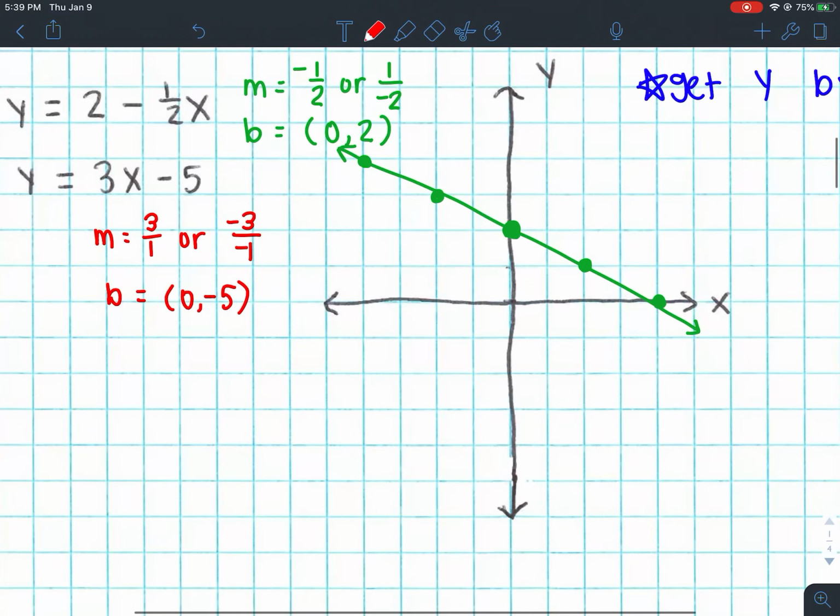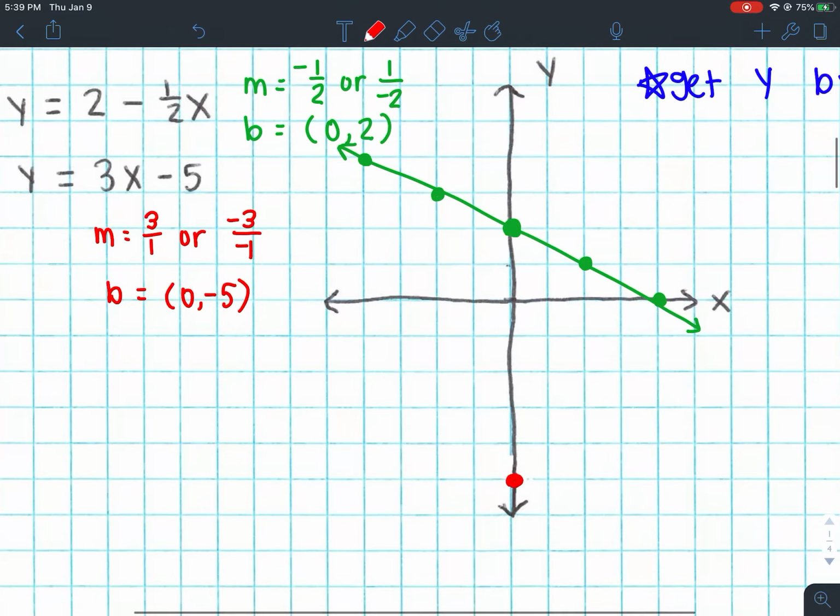So we're going to go down to the bottom at negative 5 on the y-axis. We're going to plot a point there. And we're going to go up 3 to the right 1, up 3 to the right 1, up 3 to the right 1. I'm going to draw a line through these points.